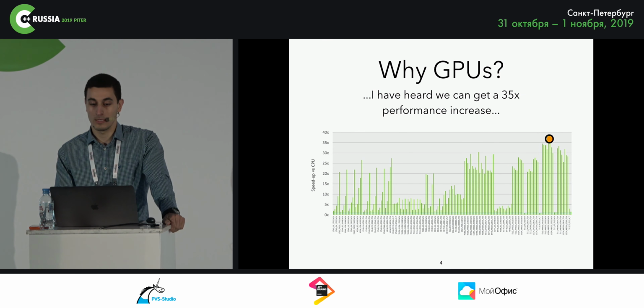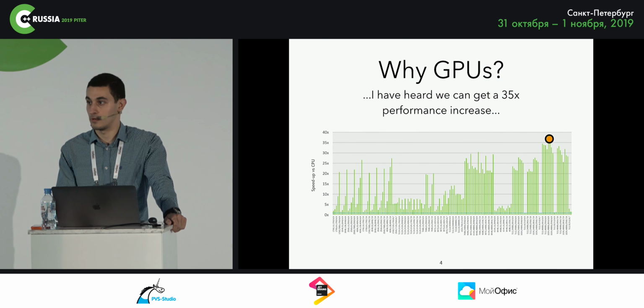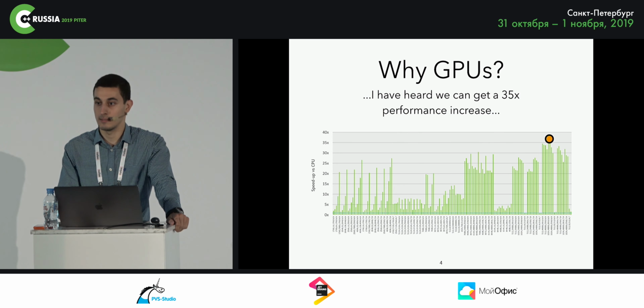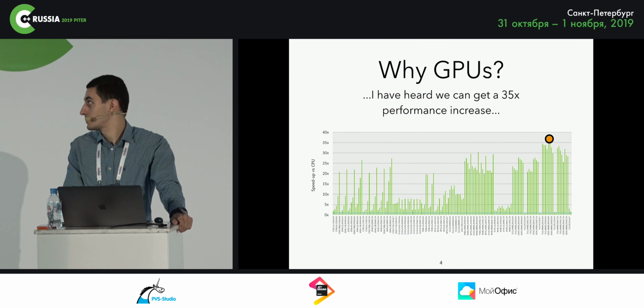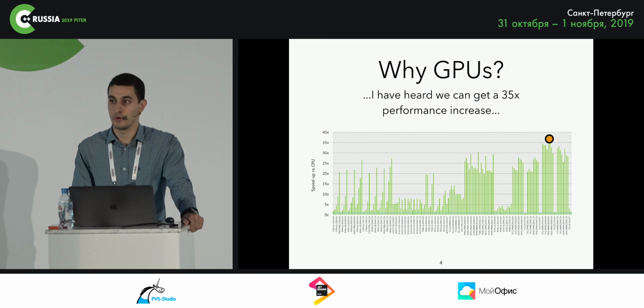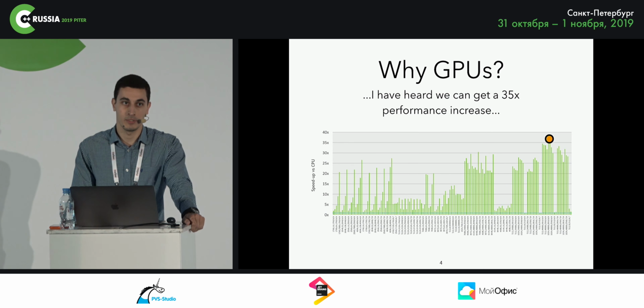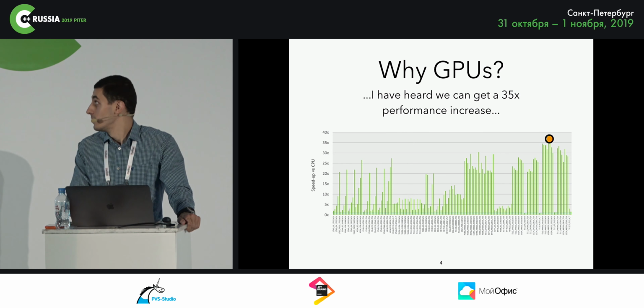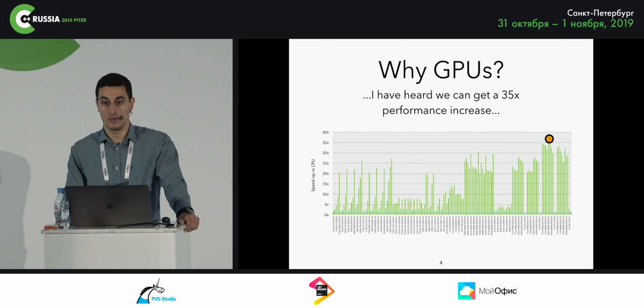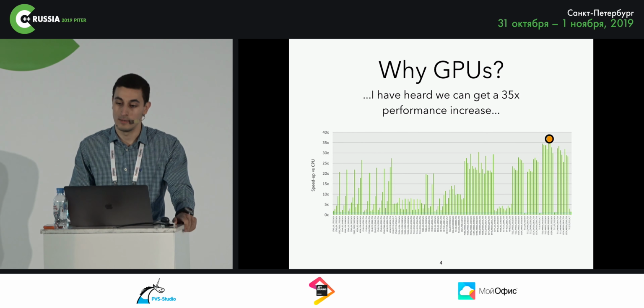And the reason we select GPUs for number crunching is that sometimes we can get enormous performance increases. This slide was taken from the NVIDIA website. They've compared the performance of linear algebra operations implemented in BLAS libraries designed for their GPUs and for CPUs, and they claim 35x performance improvement of one versus the other.